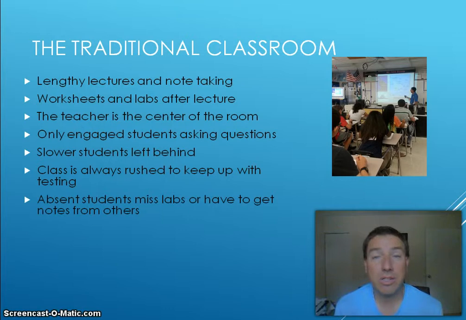Absent students have a hard time making things up because they have to get notes from fellow students. They aren't there for the original lecture or the original lab, and so they don't get all the information they need. So this is the traditional classroom. The other thing about a traditional classroom is that at the end there's usually some kind of paper test. This is not the way to ensure that students are actually grasping materials anymore. We're going to kind of get rid of some of these paper tests, and we're going to go more of a skills-based assessment, and I'll go into that in a minute.